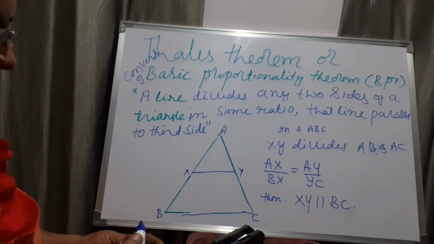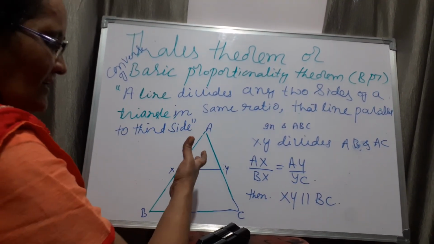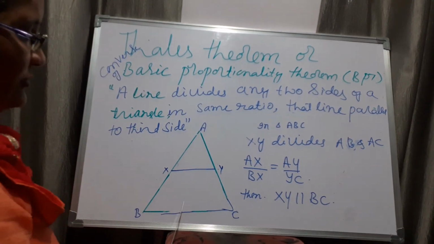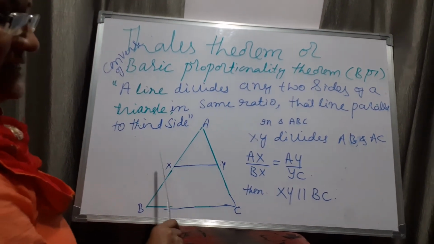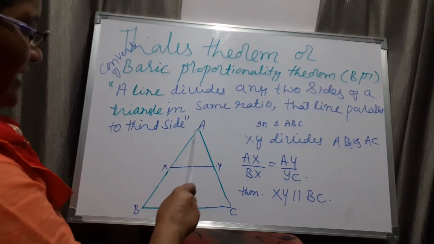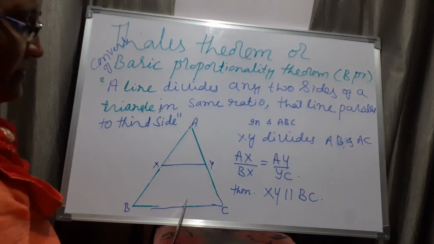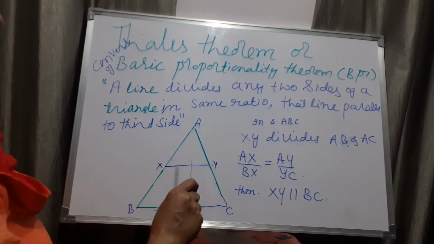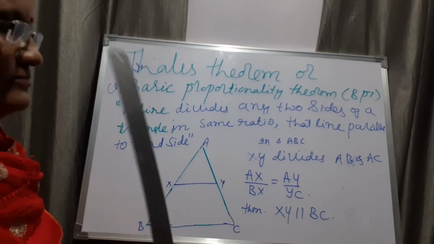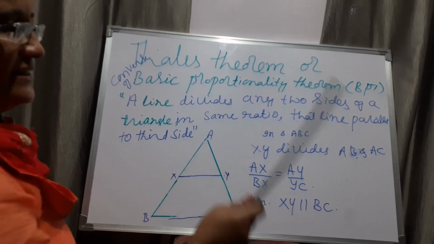In Thales theorem, first only we have taken a parallel line that divides the sides. See here, I have not written XY parallel to BC using the symbol. I just wrote XY divides AB and AC in the same ratio. Therefore, this XY is parallel to BC. This is called the converse of basic proportionality theorem. I think you get the difference between the converse and Thales theorem.